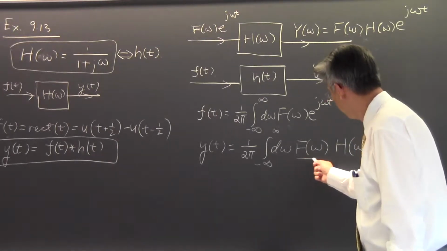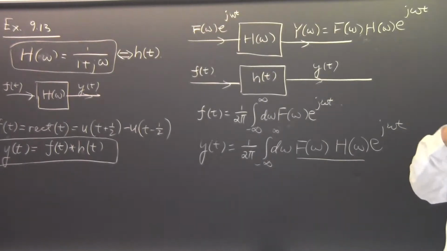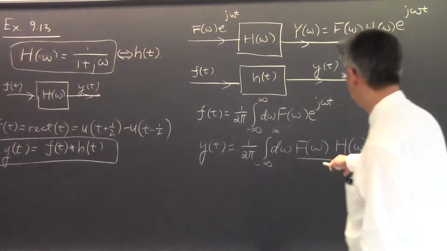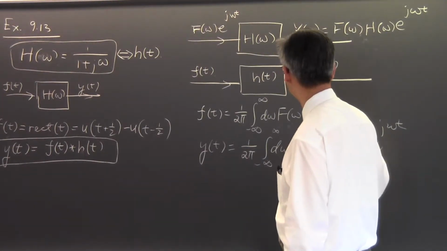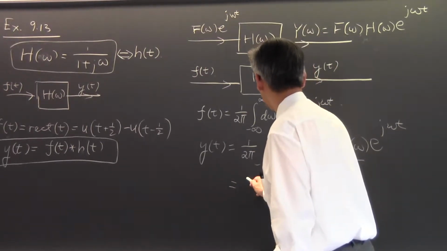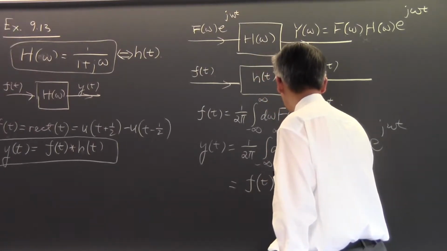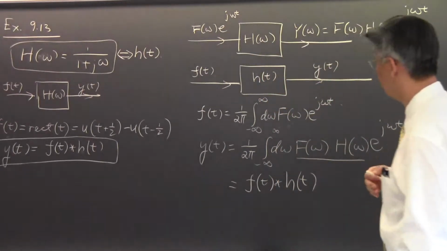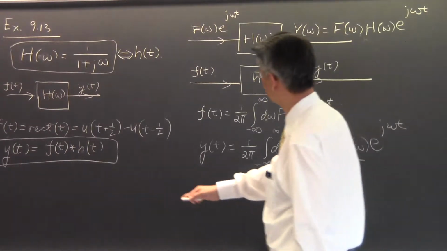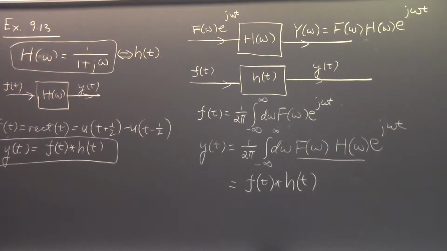A product in the Fourier space corresponds to a convolution in the time domain. So if you make use of the convolution property that we have learned before, then this just says that y of t must be f of t convolving with h of t. This is just the convolution property, so we get this result over here. Okay, so let's do this more properly.